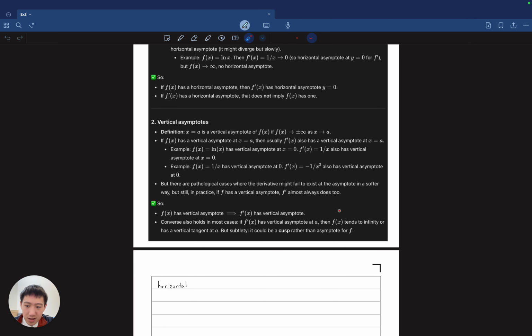So the converse one, let's assume it's continuous and differentiable throughout the domain, then if f dash x actually has a vertical asymptote, then that means that it will approach infinity as well. So if it approaches infinity, then the original function will approach infinity because it's increasing without bound.